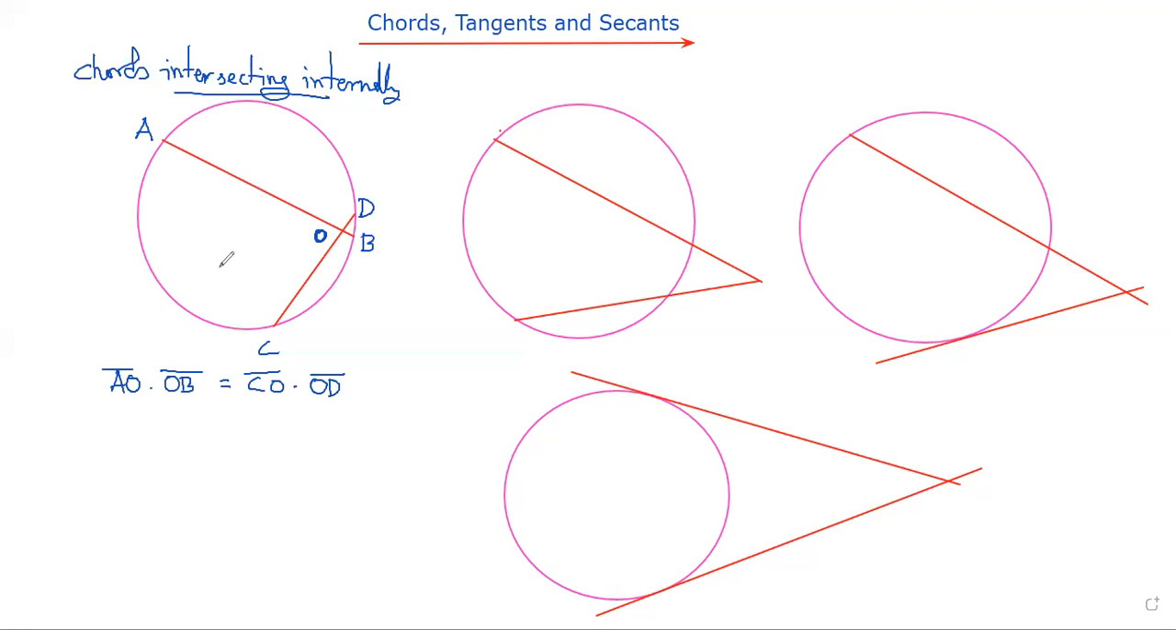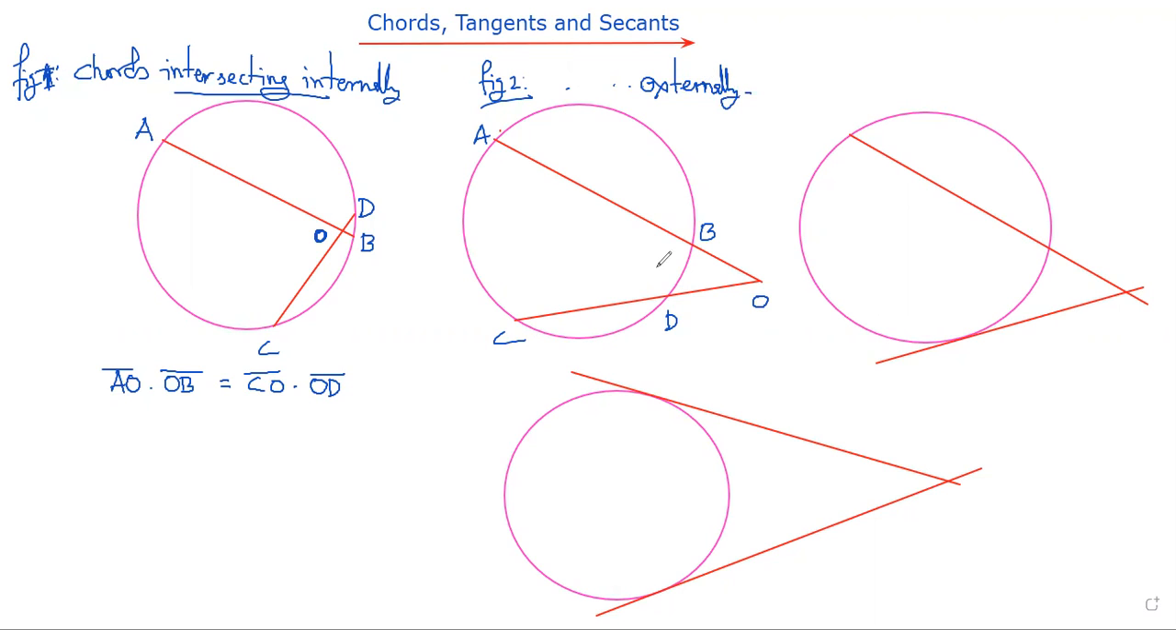This is the example in this figure, figure A, figure 1, let's say. Now figure 2, it is chords. AB is a chord. Let CD be another chord. But these two chords I need to extend, and they are intersecting at this point O externally. In the earlier example the chords intersect internally; here, chords intersect externally.